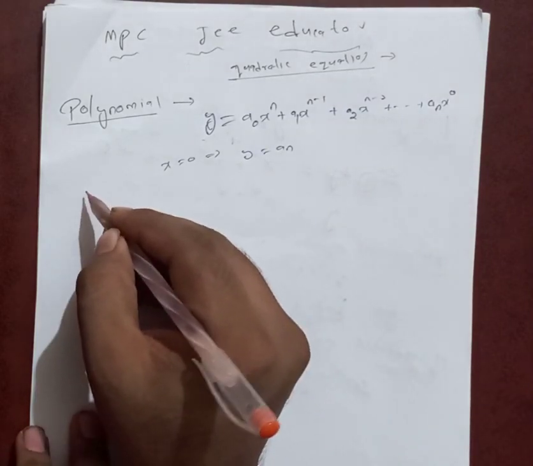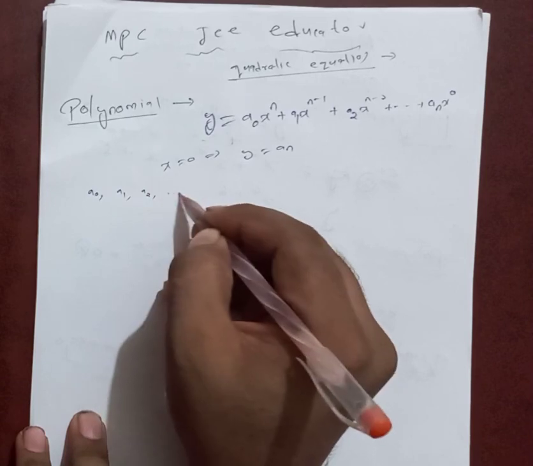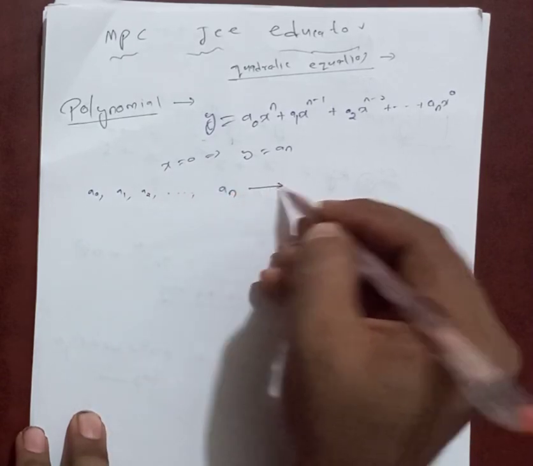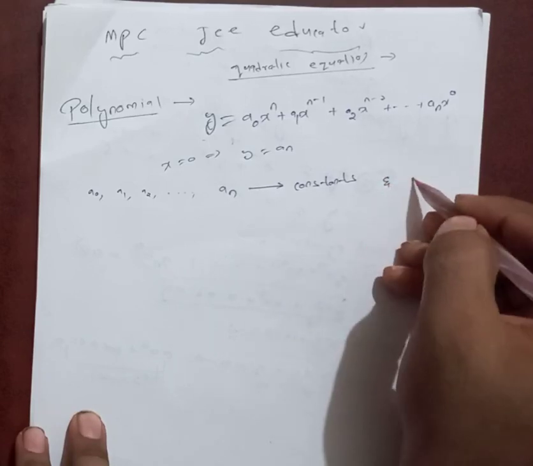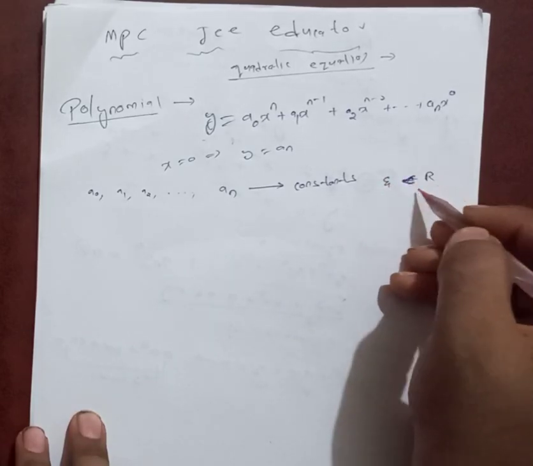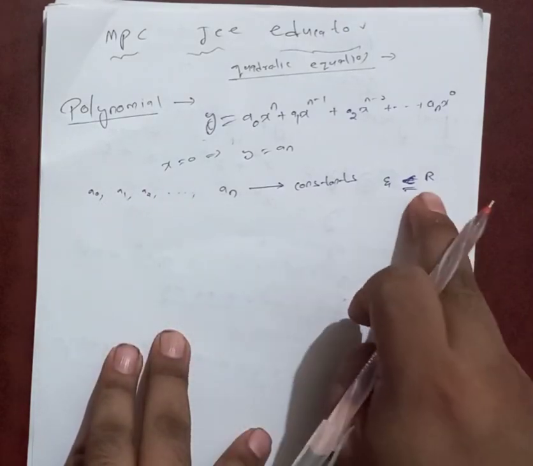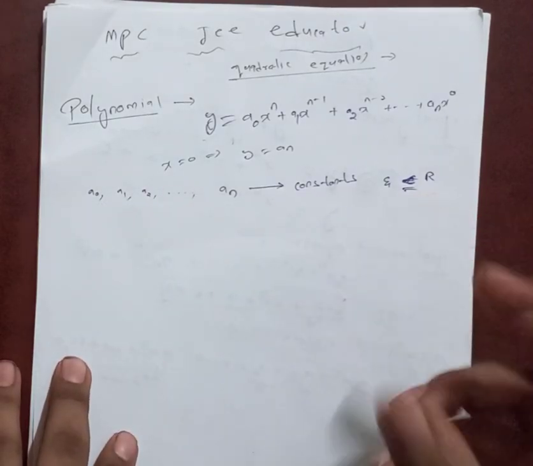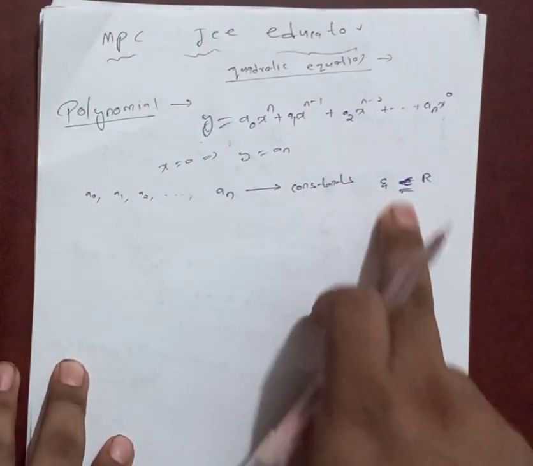Next, here a0, a1, a2 and so on up to an are constants, and they belong to the real numbers. Belongs to means nothing but they take the values of real numbers. Real numbers are nothing but all rational numbers and irrational numbers. That implies that this also includes 0.